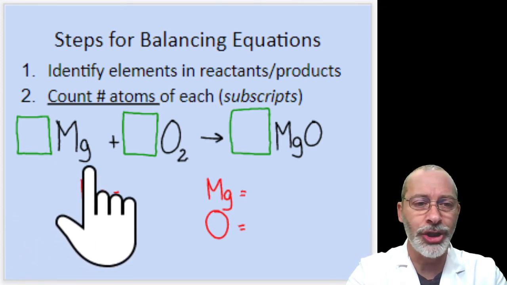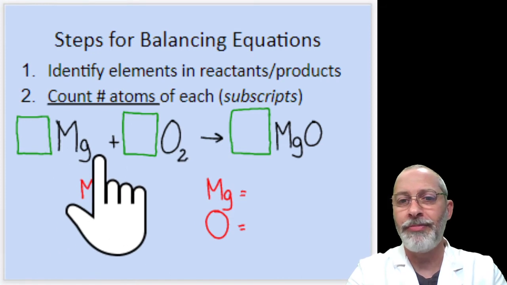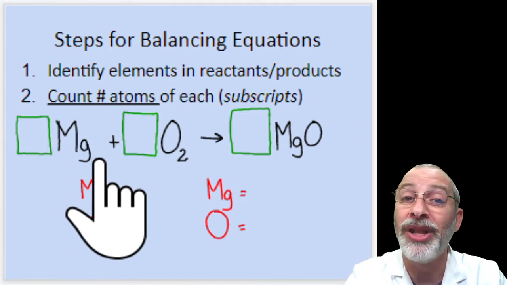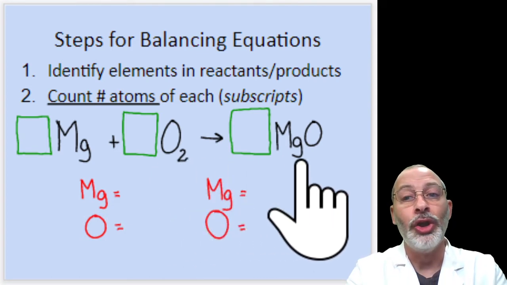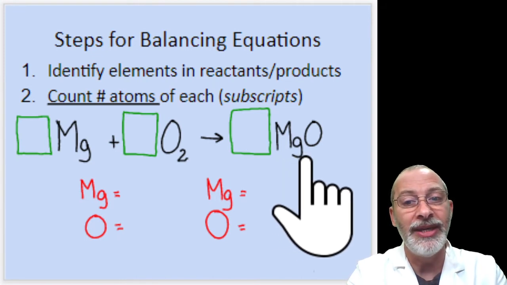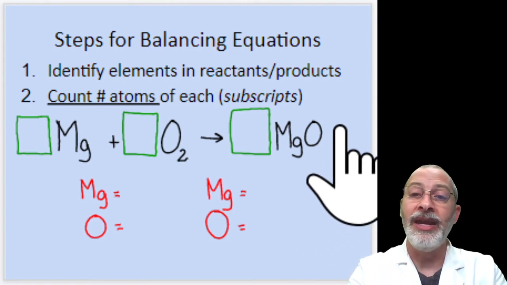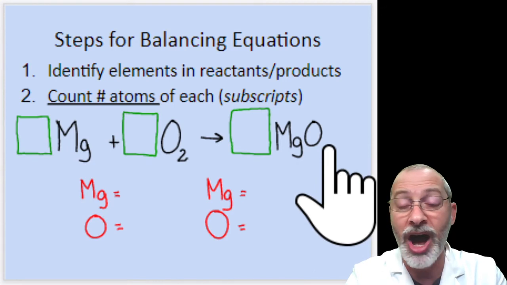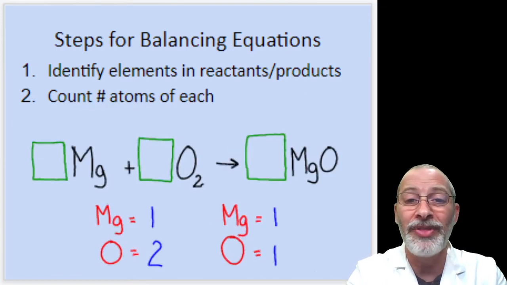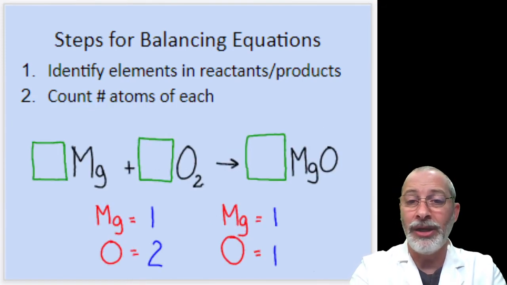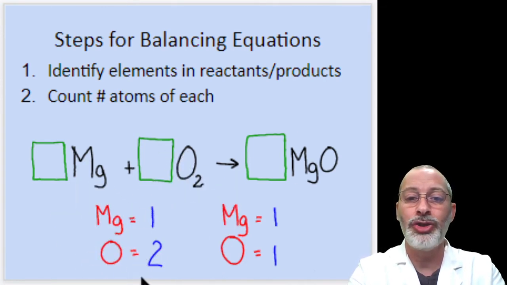So let's look at this equation, and we look at each element individually. Is there a subscript there? No, so there's an implied 1. Is there a subscript here? Yeah, it's a 2. Look at the element Mg. Is there a subscript after the Mg? No, so there's an implied 1. And is there a subscript after the O for oxygen? No, so it's an implied 1. So when we tally up the number of atoms of each element, here's what we get. In the reactant side, we've got 1 magnesium and we've got 2 oxygens.